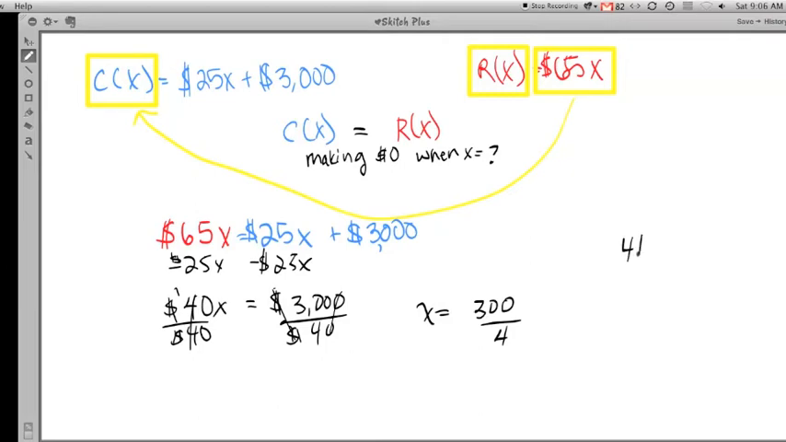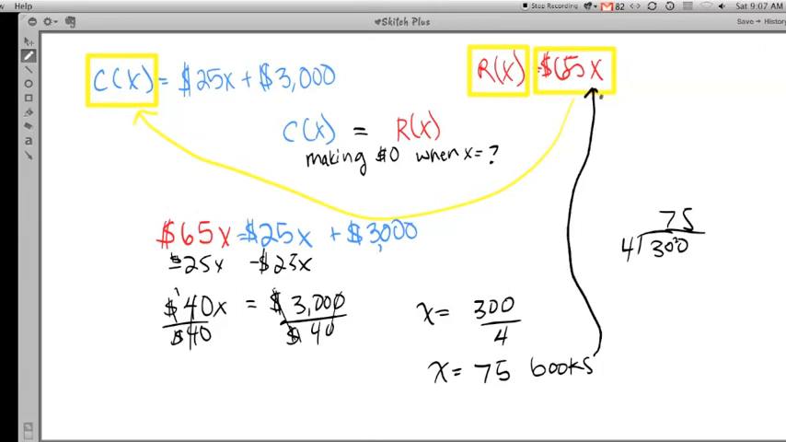I can do that division over here. 4 into 300: 4 into 30 is 7, that's 28 with 2 left over, 75. So x is equal to 75. Now remember, I'm talking about books. My variable x is defined as the number of books. And 75 books is where my cost is equal to my revenue, so I'm not making any money.